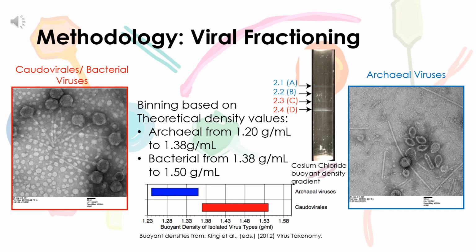After removal, distinct lines demonstrate the viral fractions that can be separated into their own sample set. 4 fractions were created to demonstrate the transition from lighter archaea viruses, sections A and B denoted in blue, into the heavier bacterial viruses, 1.38 grams per milliliter and heavier, denoted by C and D in red. These fractions can then be analyzed using their distinct morphologies in quantitative transmission electron microscopy, or qTEM.